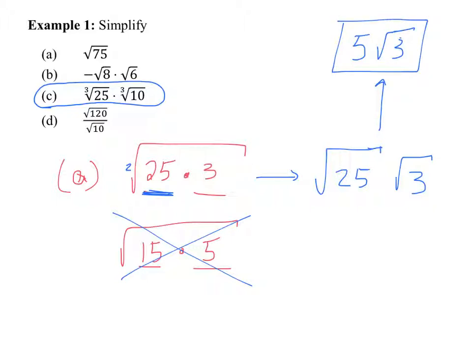Okay, 5 root 3. Does that make sense? Have most people seen this already? Is it review? Is it new? Some of it should be review, maybe the smaller numbers like this. We're going to get the variables and see how expressions change a little bit.